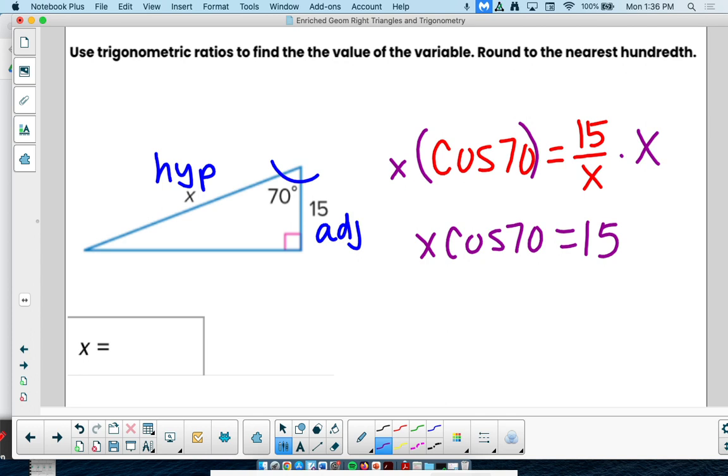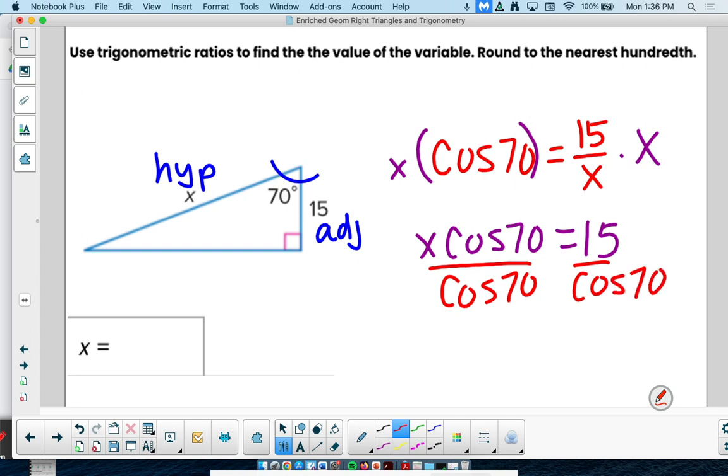Well, cosine of 70 is just a number that's already programmed into your calculator. So this is just a number. If I can multiply by this, what else can you do to it? Divide. So now we can divide by the cosine of 70. X does not equal 15. So now you do 15 divided by cosine of 70. Yeah, you should be getting 43.8.